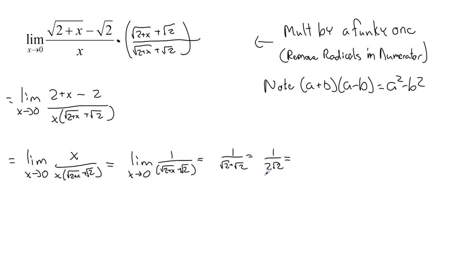Though I probably would accept that as a final answer, I definitely wouldn't on the AP Calculus exam as a final answer. They would rationalize that. Square root of 2 over square root of 2, they'll give me square root of 2 over 4 as my final answer.